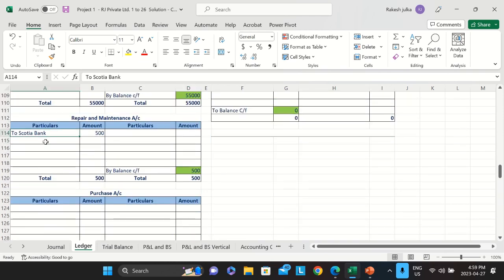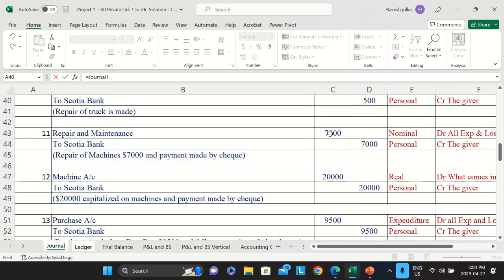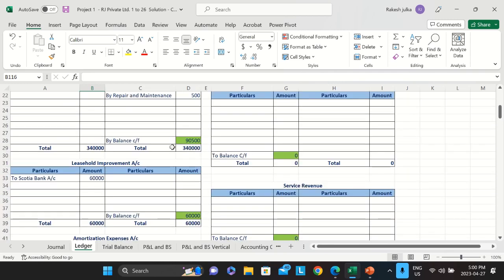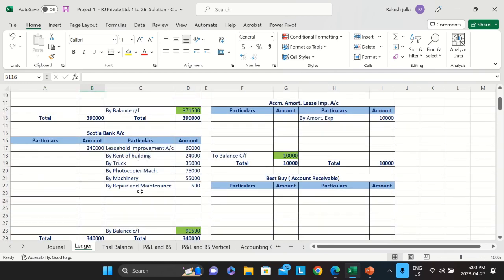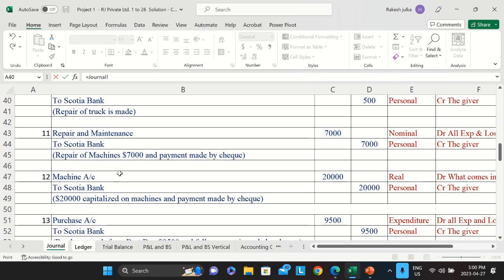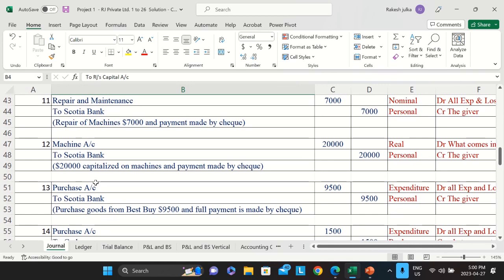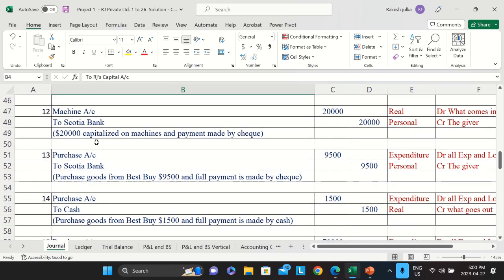Okay, so I'm just going to copy this one here, and here in the journal, repair and maintenance to Scotiabank 7,000, and go to Scotiabank once again. This is Scotiabank, and by repair and maintenance here is the equal to sign, go to the journal, and we'll write $7,000. Now the 11th transaction is done. Next is the 12th transaction, machine to Scotiabank 20,000.